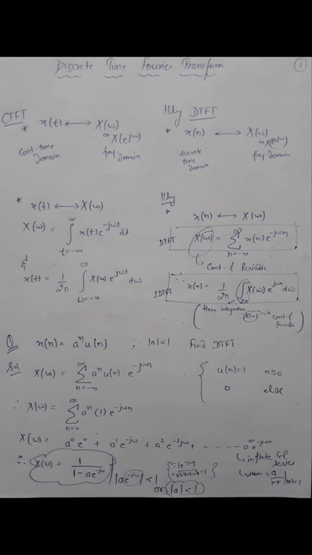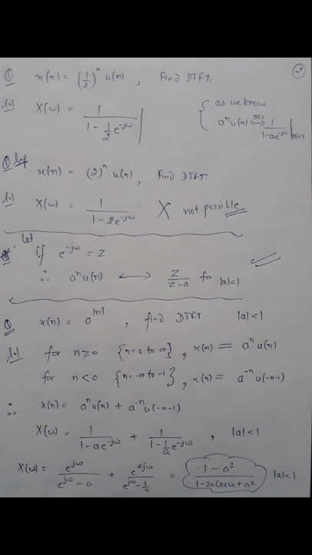Just simply open the summation, put the value of n from 0 to infinity. It will give you an infinite GP series, and the sum of an infinite GP series is a upon 1 minus r, with mod of r less than 1. So the answer will be 1 upon 1 minus r, where r is a e raised to power minus j omega. Mod of r will be mod of a e raised to power minus j omega. We know that mod of e raised to power minus j omega is the square root of cos square theta plus sin square theta, which equals 1. So we can write it as mod of a less than 1.